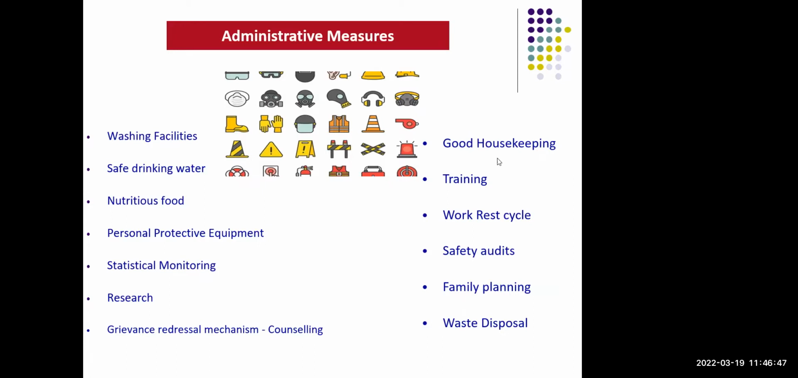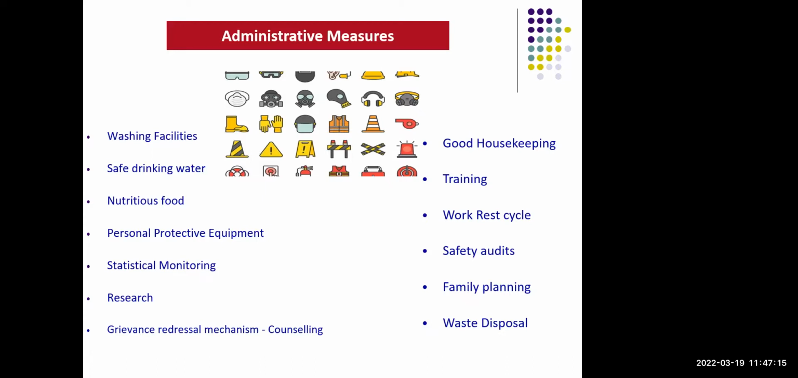Good housekeeping. I need not explain the importance from a safety point of view. Training is extremely important. Work-rest cycle. What is a work-rest cycle? Suppose a person is working near a boiler, in a hot furnace. So suppose there are guidelines available. He works for, say, 1 hour. Then he goes and works somewhere else, or he takes rest. So he's not continuously exposed to that environment. So this is called a work-rest cycle.